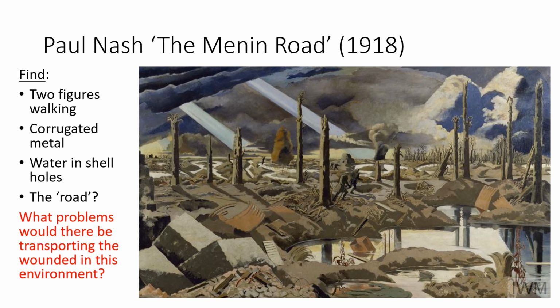Okay, so the first thing we're looking at then is problems transporting the wounded, and this painting might help you to start thinking about that. This painting is by an artist called Paul Nash. It was painted in 1918 and it's called the Menin Road. That's up in the north of Belgium. Have a look carefully at this painting. Can you find two figures walking, some corrugated metal, water and shell holes? And this one might be quite difficult. Can you see the road?